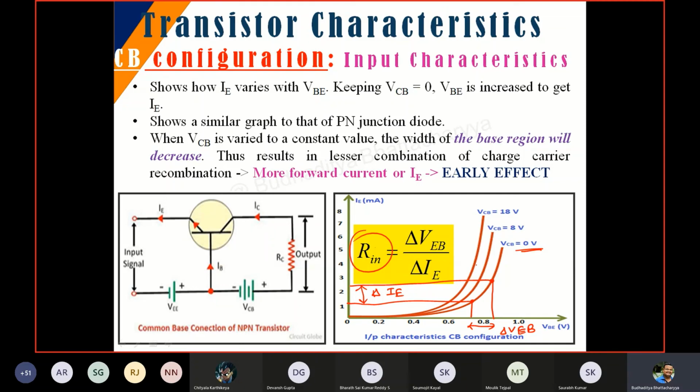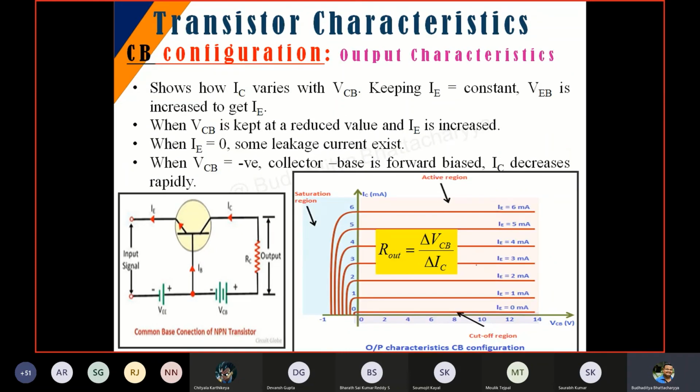Let me just finish off the output characteristics at once. This is basically the output characteristics of the CB configuration. Same explanation, similar kind of trend that we can expect. It shows the output IC versus VCB. So output current is IC. Remember the circuit connection, it is like this, keeping IE constant. So the input emitter current is kept constant.